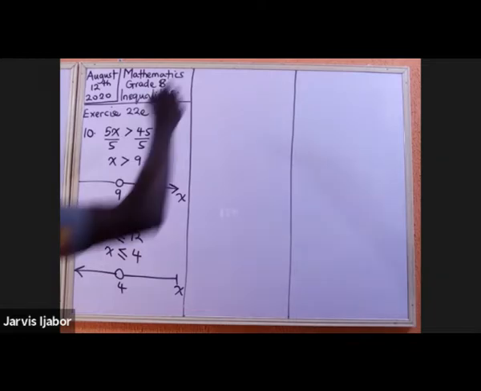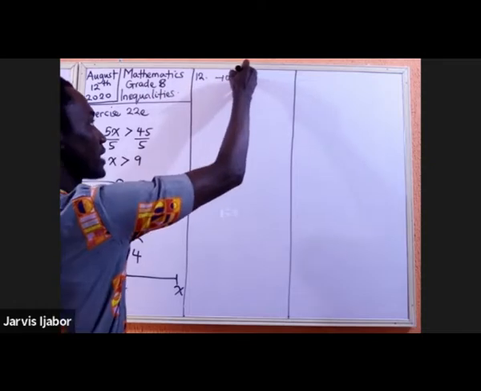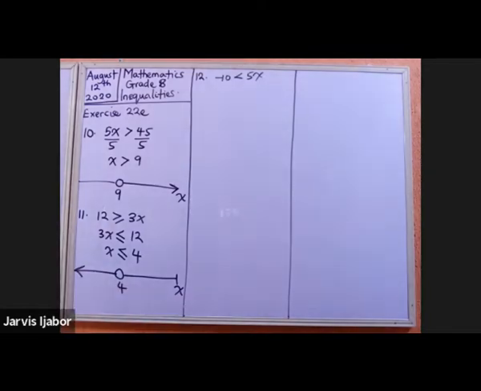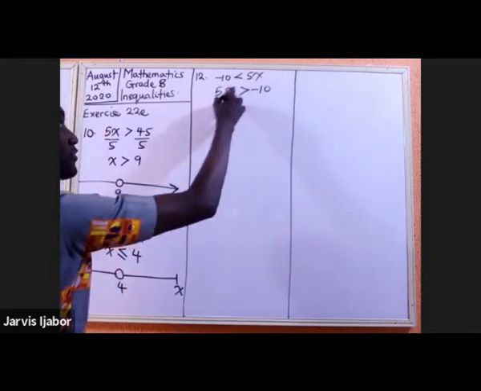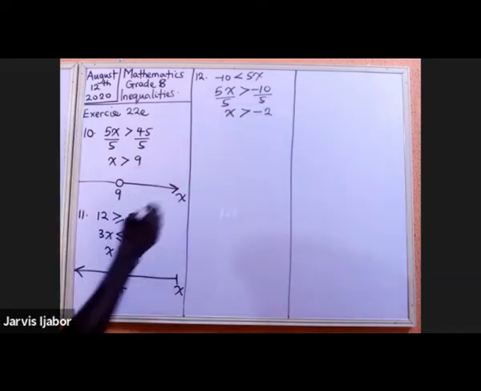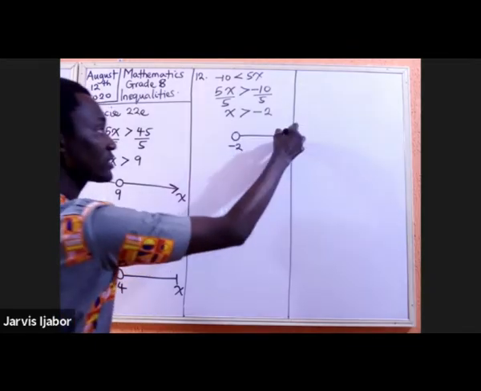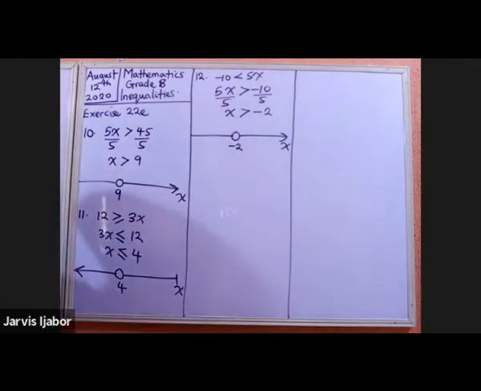So question 12. In question 12, we have that negative 10 is less than 5x. If negative 10 is less than 5x, it invariably means that 5x is greater than negative 10. So I'll divide both sides by 5, and I'm going to add that x is greater than negative 2. So how do I do that? I'll draw my bubble, negative 2, greater than means it's going in this direction. I put my x there, and then I complete it like that. That's it. That's all you need to know there.